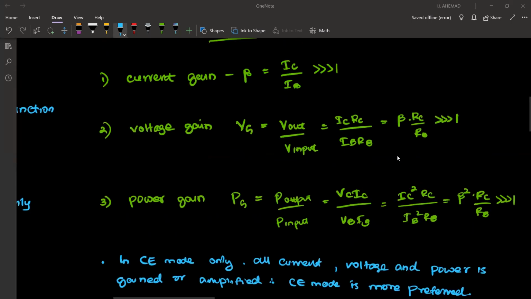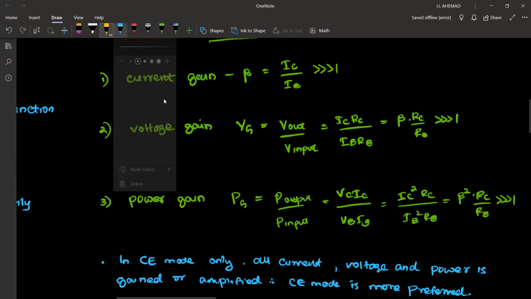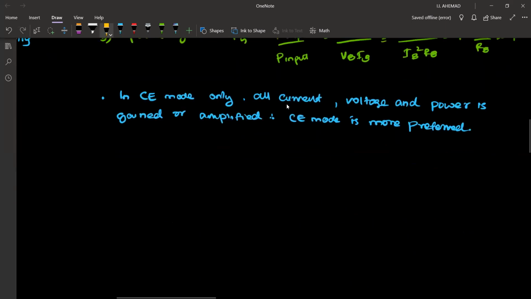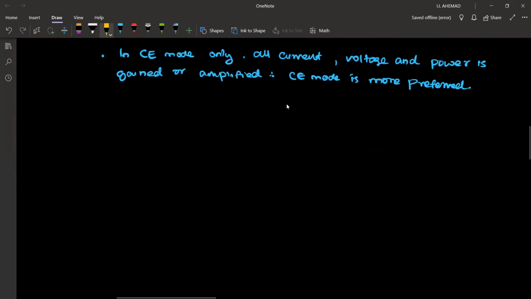So now there might be a doubt about what is this power gain, what is this current gain and all, right? You might have an idea like by giving a small amount of current, let's say by giving 1 milliampere of current, we can get 100 milliamperes of current. So that is not the idea.